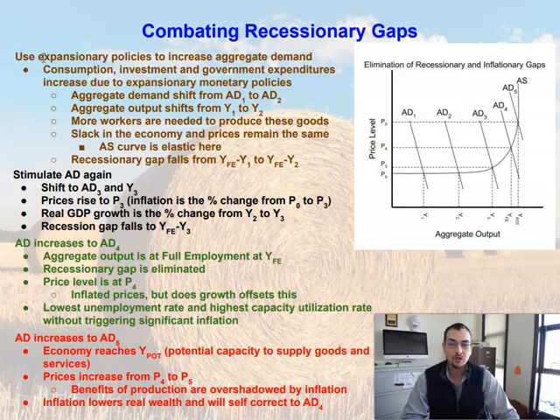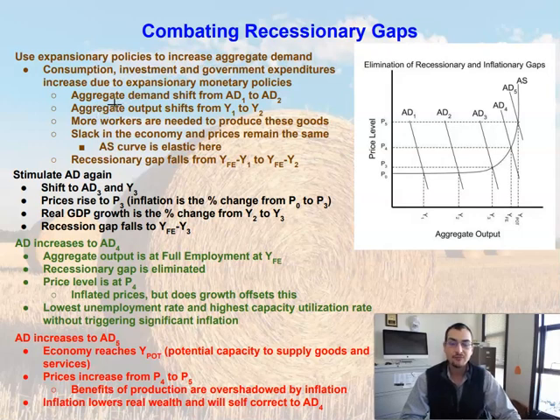So we're down here at 81, 82, 83. So what are we going to do? We're going to use those expansionary policies in order to increase that aggregate demand. Consumption, investment, and government expenditures increase due to these expansionary monetary policies. These policies basically get people to buy more things and get companies to invest more. We're lowering the interest rates and increasing the availability of loans. People are going to be buying more, and as they buy more, it increases the overall aggregate demand.